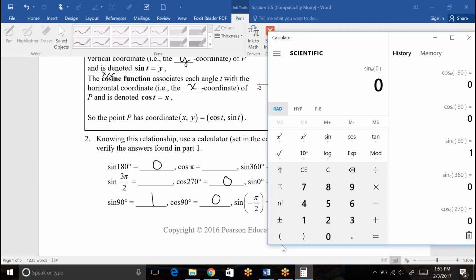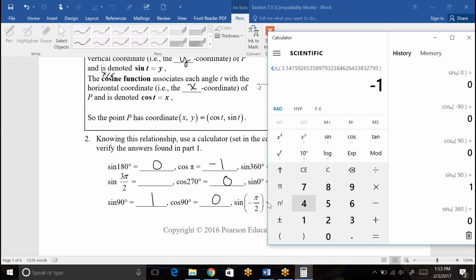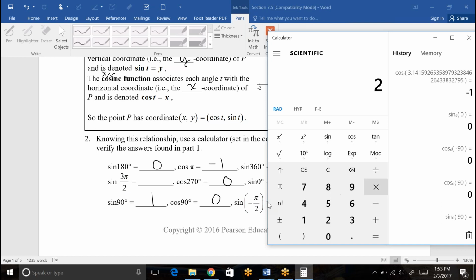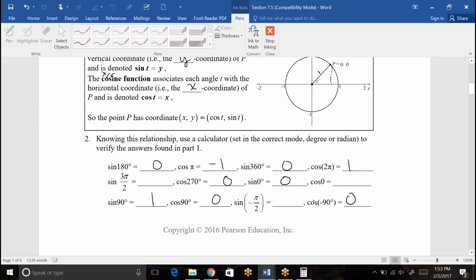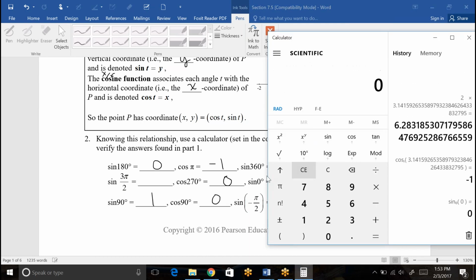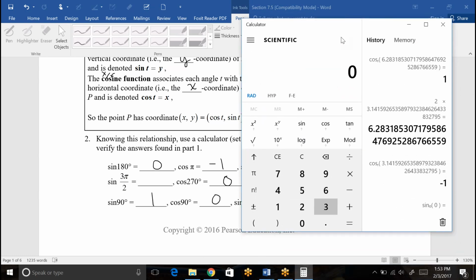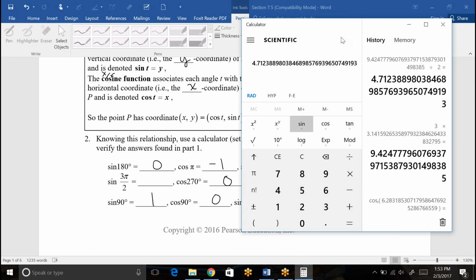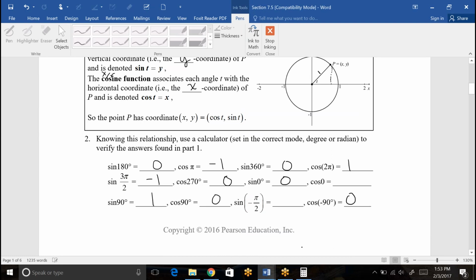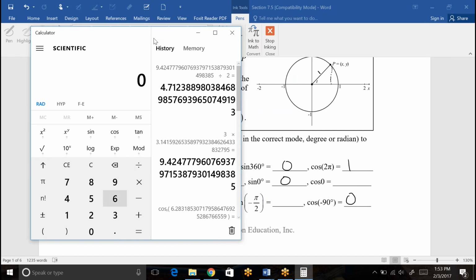So then we're going to go through and we're going to change this to radians. And we're going to find cosine of pi, which is -1. We're going to find cosine of 2 pi, which is 1. 3 pi divided by 2, but we're going to be doing sine of that, so sine of 3 times pi divided by 2, which is -1. So you can do these without the calculator. We're just trying to show you that they are coming out to what we expect.